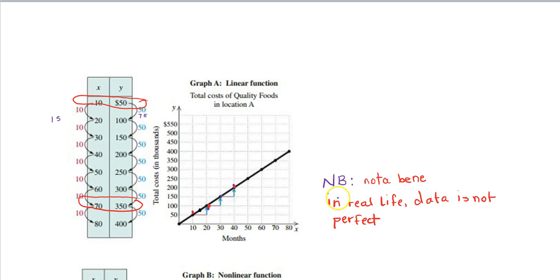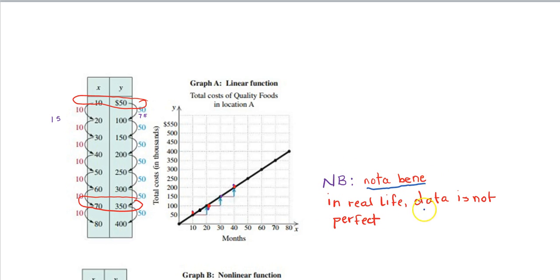Now, there's one thing I want to point out. Here's something called NB, or nota bene. It means pay attention to this, right? This is an important note. And that's just for future reference in case you're ever reading something and it says NB. Now you know what it means.